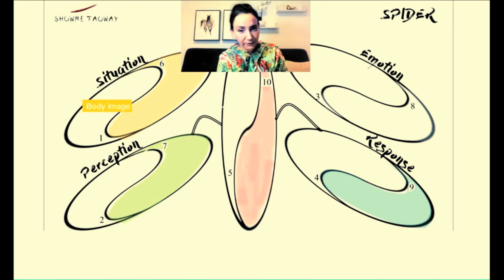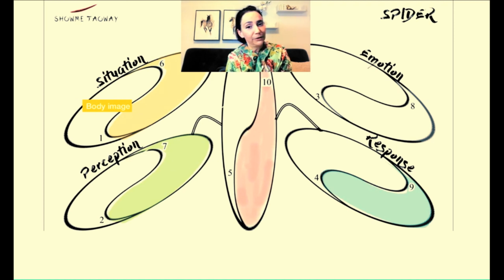I've got an example here for you. The example is body image. I'm finding that many people struggle with body image, so I decided to take that as a general topic that we're going to use as an example. Feel free to write down whatever comes up for you according to the situation where you feel stuck. Number 1 will be just the title, not more than that, just the title of the situation where you feel stuck. Here, as I said, it's body image.